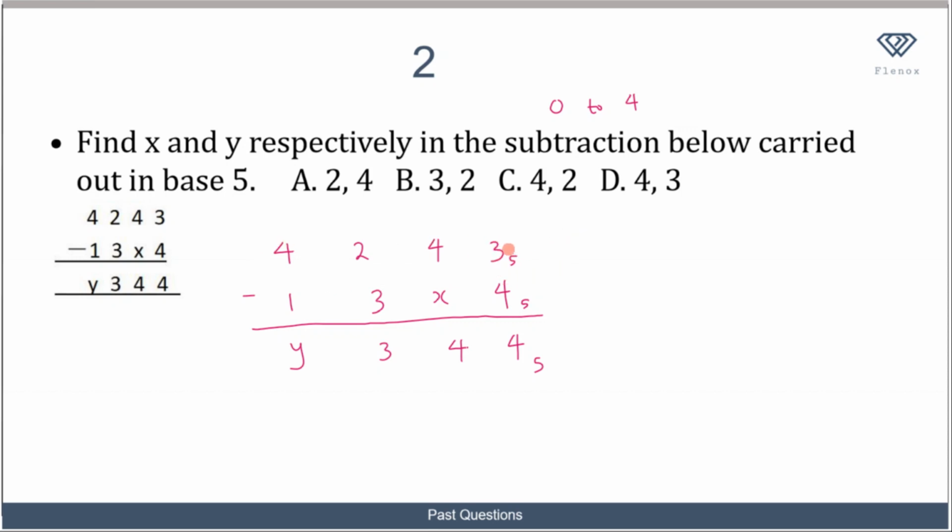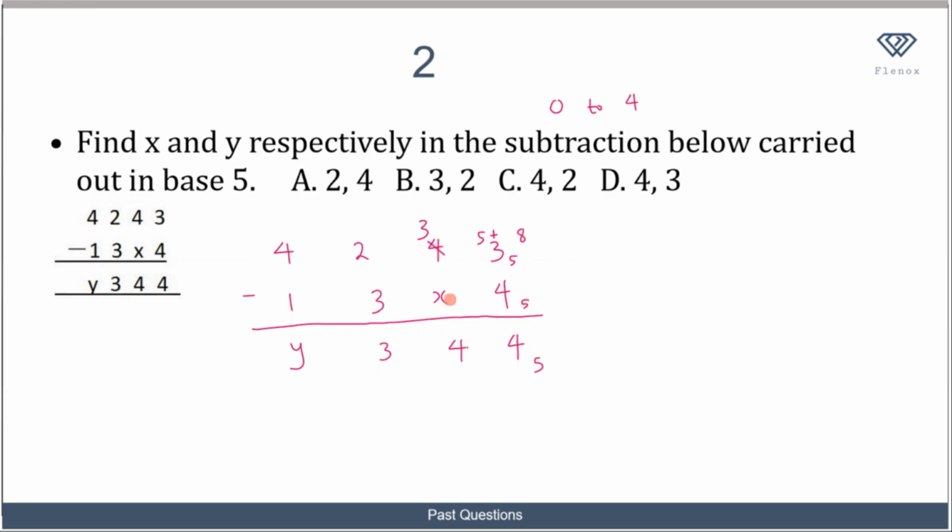We start out from here, we say 3 minus 4. This is impossible because 4 is greater than 3. So we borrow 1 away from here, take 1 away from here, and we are left with 3. And now what are we going to add? Since our operation is in base 5, we are going to add 5 to this number here. So we have 5 plus 3, which is 8. Now 8 minus 4, you have 4. So that is why there is a 4 here. So you can see that we are right on track.